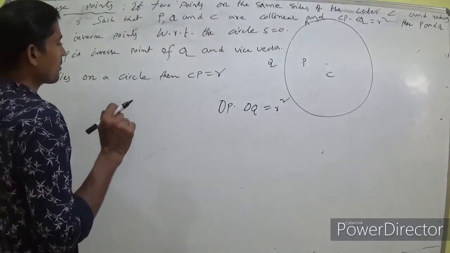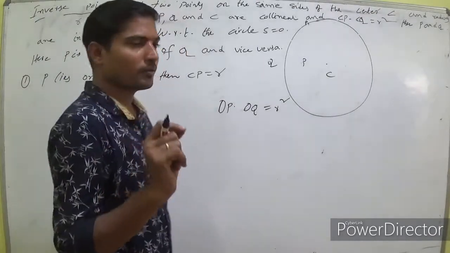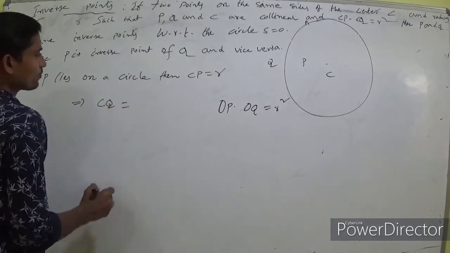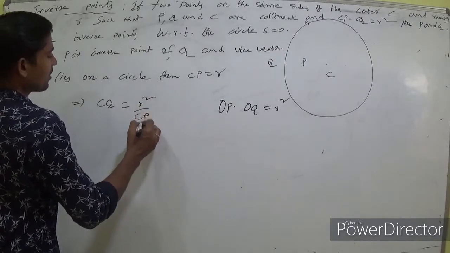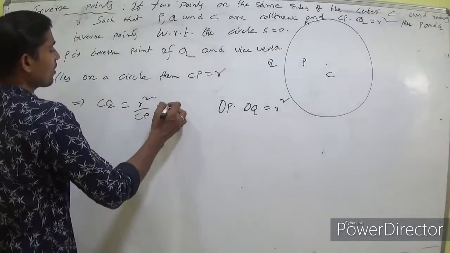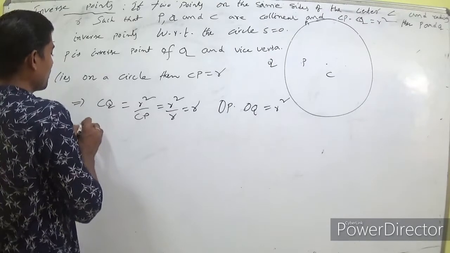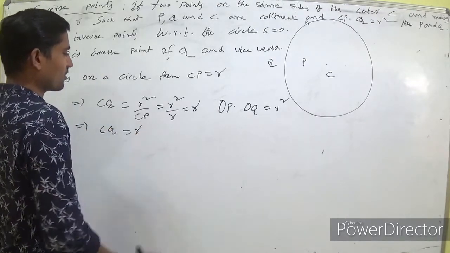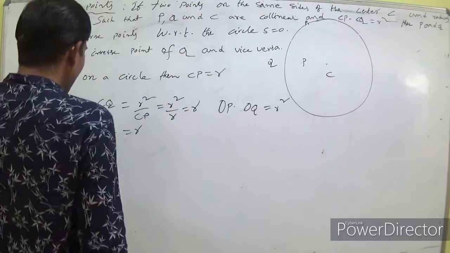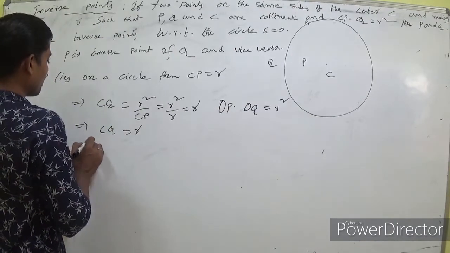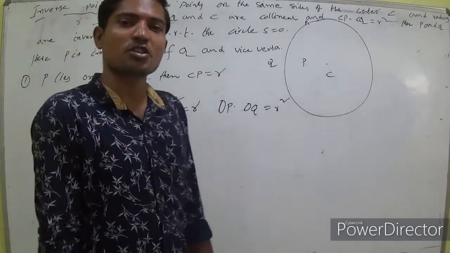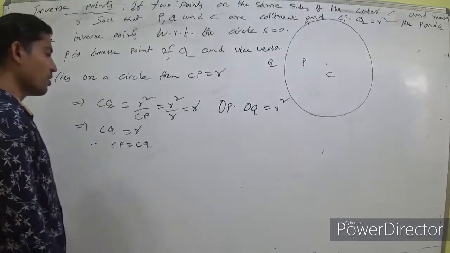If P lies on a circle, then CP is equal to R. That implies CQ is equal to R square by CP, which is equal to R square by R, which is equal to R. That implies CQ is equal to R. Therefore, CP is equal to CQ. That means P is equal to Q.